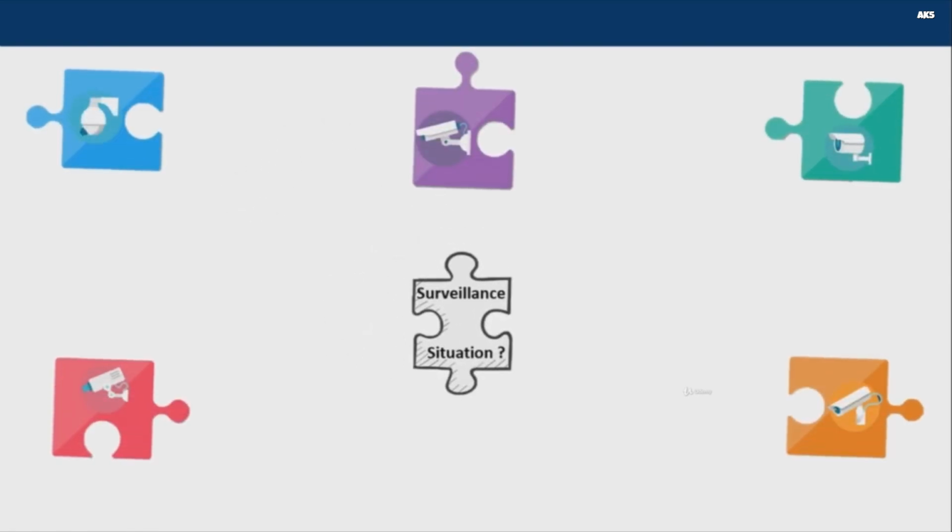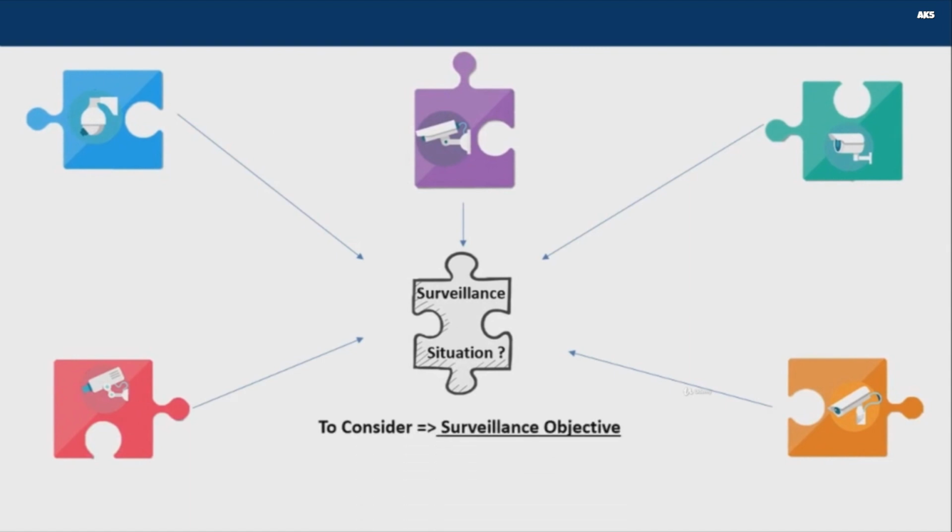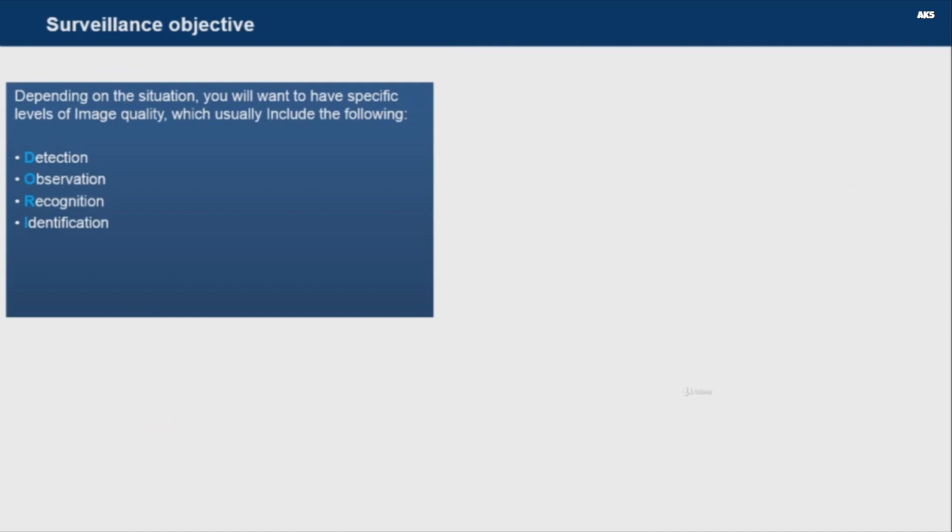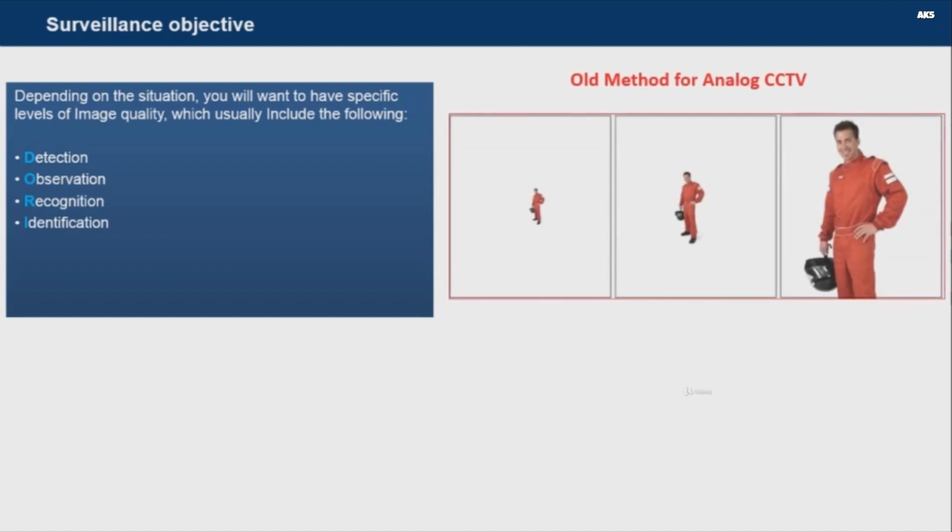So in order to determine the appropriate devices for a given surveillance situation, you must consider the surveillance objective. Depending on the situation, you will want specific levels of image quality, which usually include the following: detection, observation, recognition, and identification. The traditional way of defining those requirements for analog CCTV systems was to specify the height of the observed object as a percentage of the vertical image, and different surveillance objectives required different percentages.